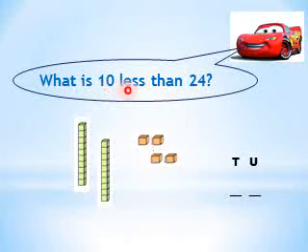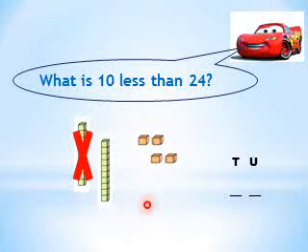I want 10 less than. Less means I will take away from the number. It will be a smaller number. So I will take away one of the tens. Now I want to know what the new number is. I will put my two dashes, the names of the rooms, units and tens.